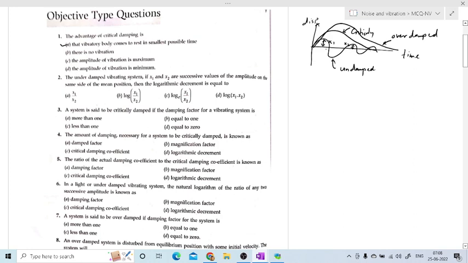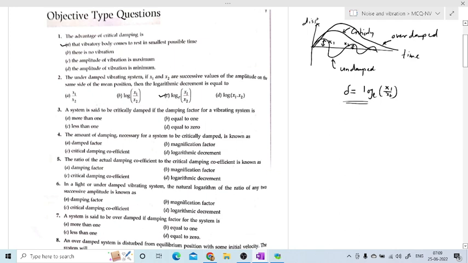In the underdamped system, on the same side of the mean position, then the logarithmic decrement. See, in earlier videos I have explained the logarithmic decrement and how to derive the formula. That formula is delta equal to log to the base e of the ratio of successive amplitudes, that is x1 by x2. So this is the formula for logarithmic decrement. It is log to the base e of x1 by x2. So the answer is C. The natural log of x1 by x2 is the logarithmic decrement.